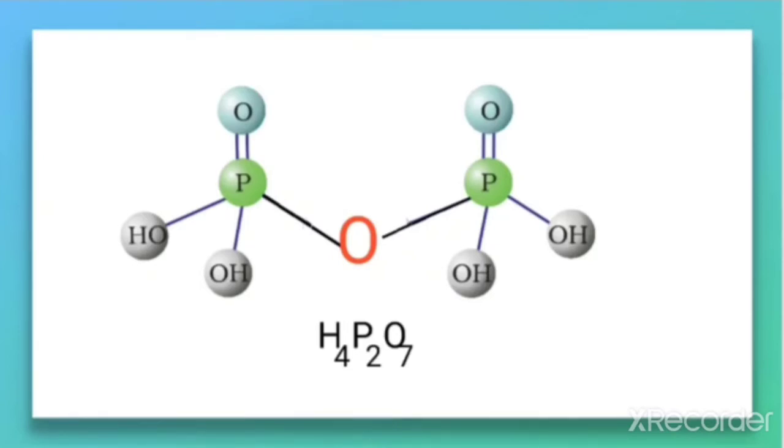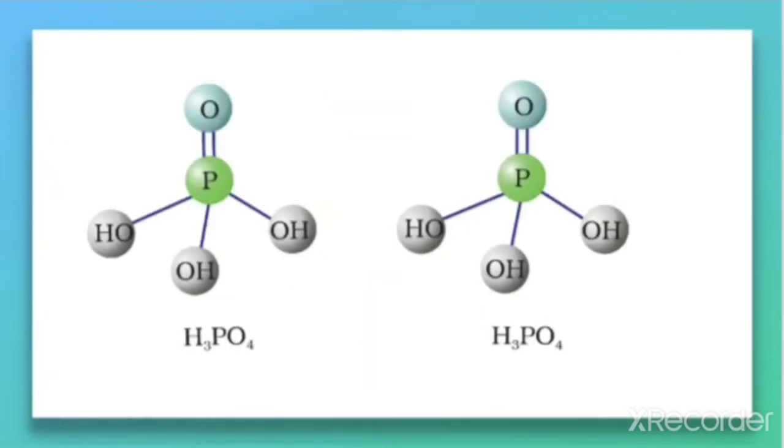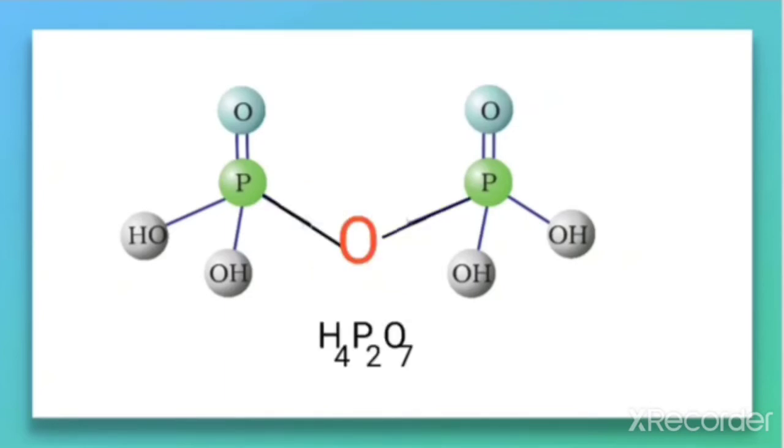So how did we make this structure? Once again look at this one. As we have learned the structure for H3PO4, make these two structures a little bit closer, keep the box for removing water, remove the water so that one O will be remaining. This structure is called H4P2O7, that is, pyrophosphoric acid. Now we will make another structure.